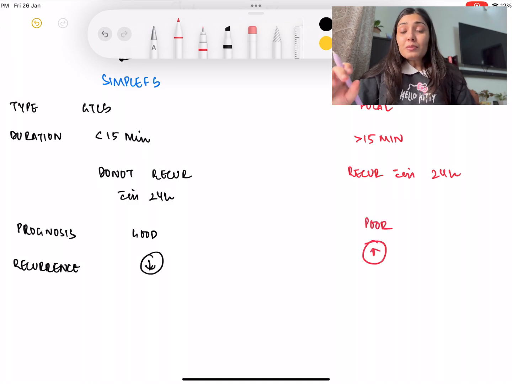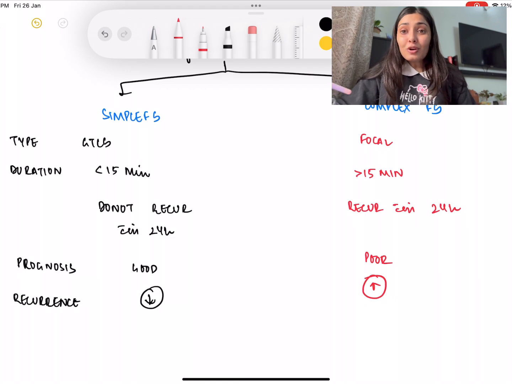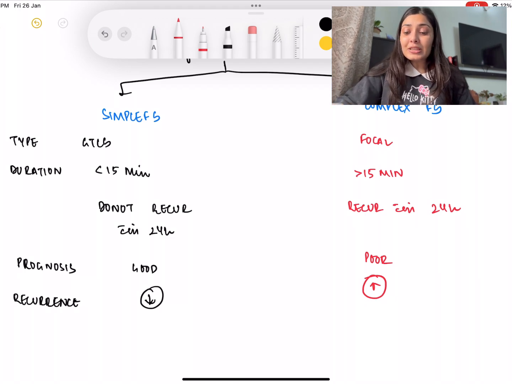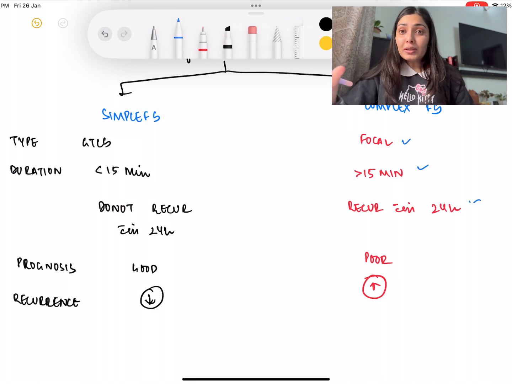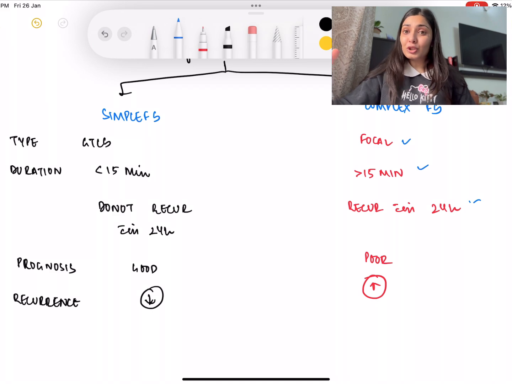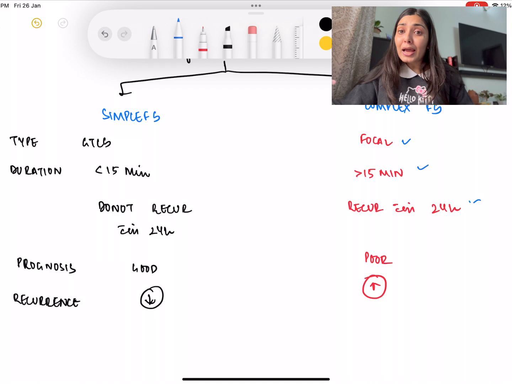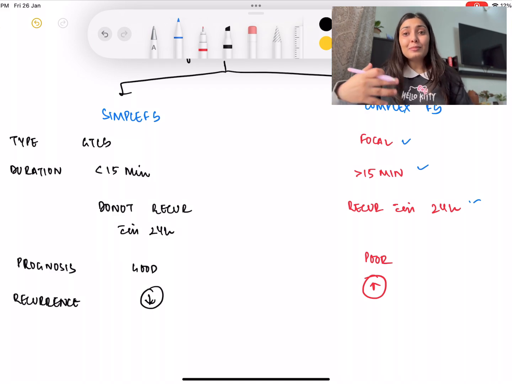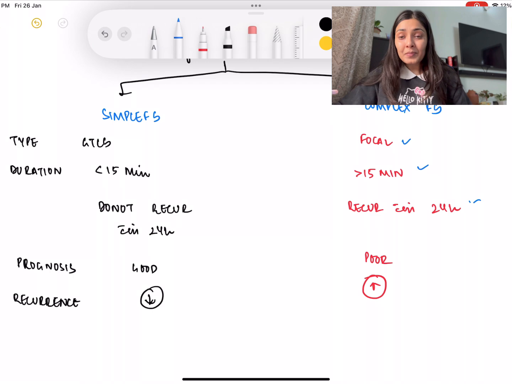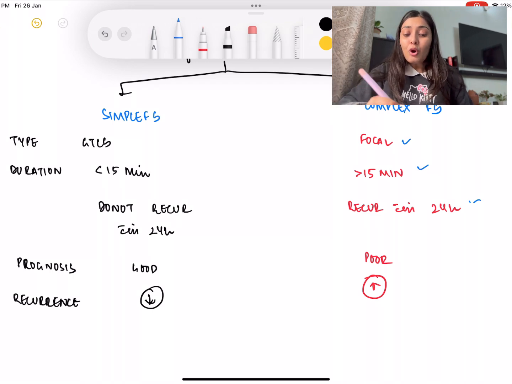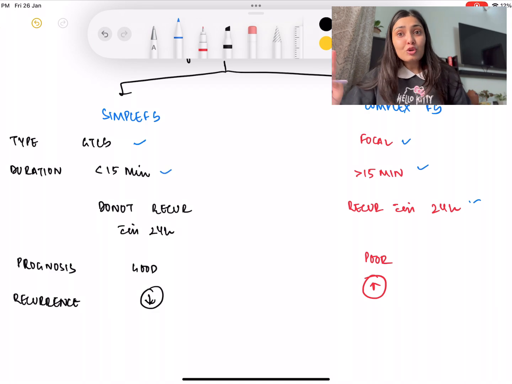Now the important point to note here is, to label it as a complex febrile seizure, I need either of these criteria. If the seizure is focal but less than 15 minutes, it's complex. If the seizure is generalized tonic-clonic but the duration is more than 15 minutes, it's going to be complex. If there is a generalized tonic-clonic seizure of less than 15 minutes and it recurs within 24 hours, I again label it as a complex febrile seizure. But for a simple febrile seizure, all three criteria should be met. It should be a generalized seizure of less than 15 minutes duration and should not recur within 24 hours.